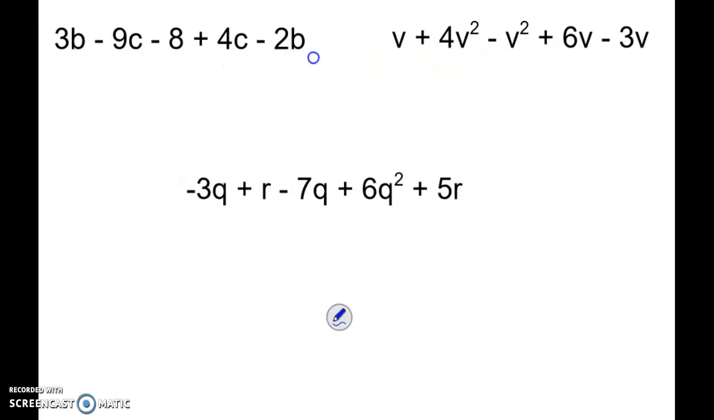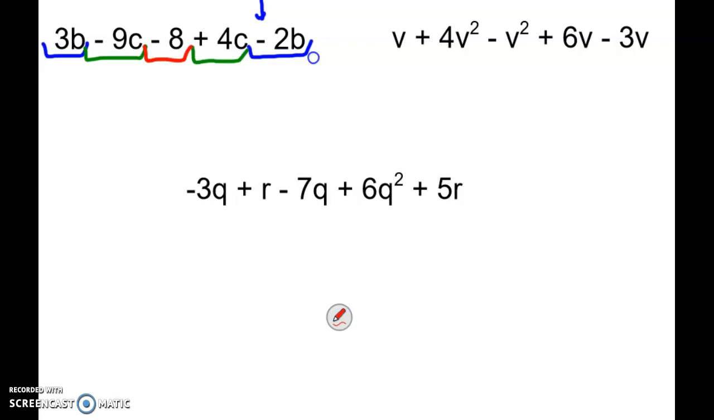Let me erase this. Here we go. So looking at this first one, I see B's and C's and a plain number, a constant by itself. Okay? So I'm going to find my like terms and color code them. 3b goes with negative 2b. And notice that I kept that negative with that term. And then the c's, I have negative 9c. Again, that negative stays with the 9. And 4c. Those go together. And then I just have that negative 8 by itself. It's the only constant there.